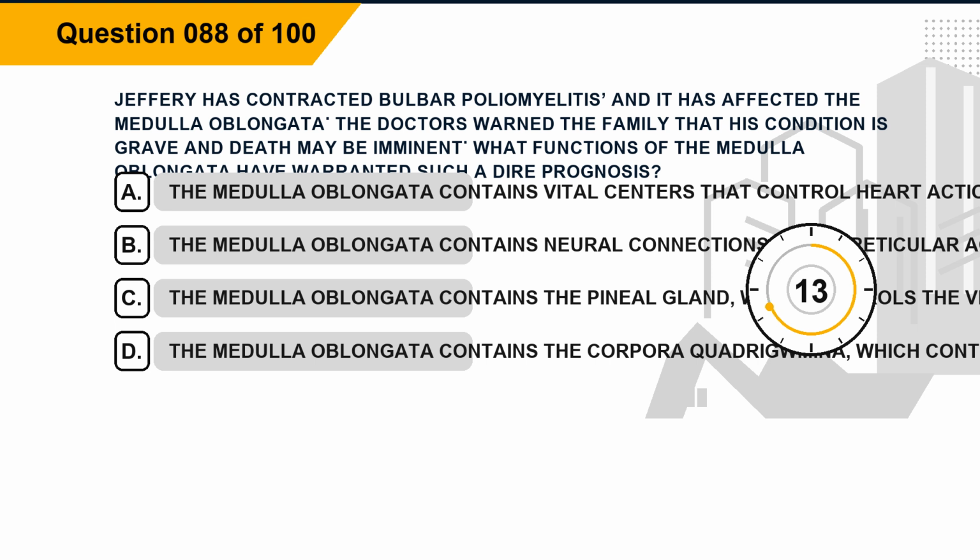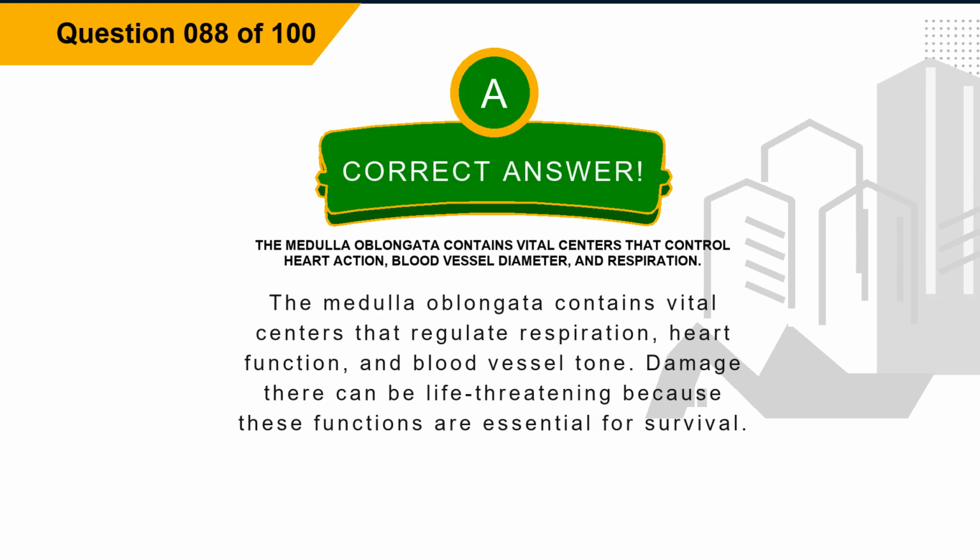Option C. The medulla oblongata contains the pineal gland, which controls the vital centers. Option D. The medulla oblongata contains the corpora quadrigemina, which controls the neural transmission of impulses along the spinal cord. The correct answer is option A. The medulla oblongata contains vital centers that control heart action, blood vessel diameter, and respiration. Explanation. The medulla oblongata contains vital centers that regulate respiration, heart function, and blood vessel tone. Damage there can be life-threatening because these functions are essential for survival.